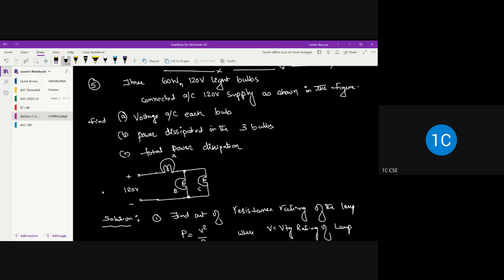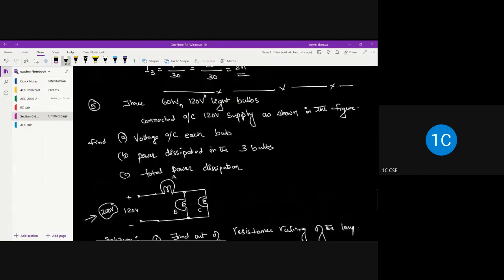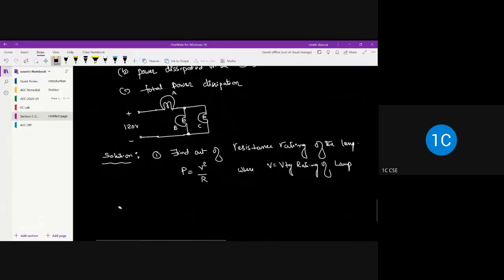On the other hand, if let's say your supply voltage were at 200 volt level, then while calculating the resistance, please do not consider the 200 volts. You always consider the lamp voltage rating. So that's the reason I have written where V is equal to voltage rating of the lamp. Similarly, P is equal to power rating of the lamp.